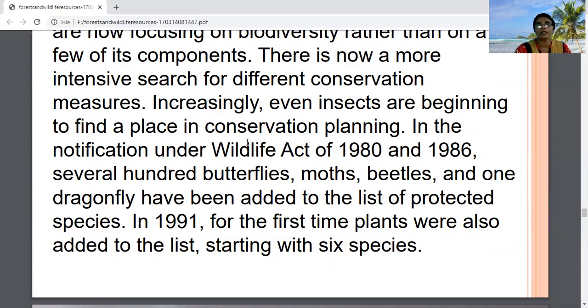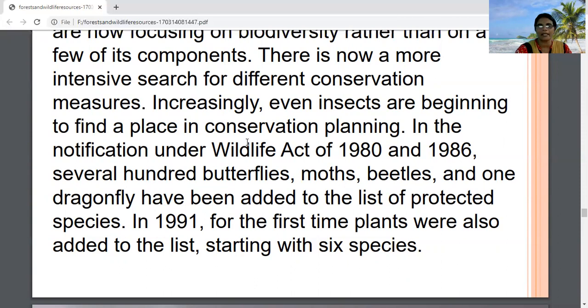See the importance of biodiversity. Intensive search is given for maintaining biodiversity, and the life of every type of insect is also included in it. So, this notification has been given under Wildlife Act of 1980 and 1986. So, this is a conservation policy of the Government of India. In 1991, for the first time, plants were also added to the list.